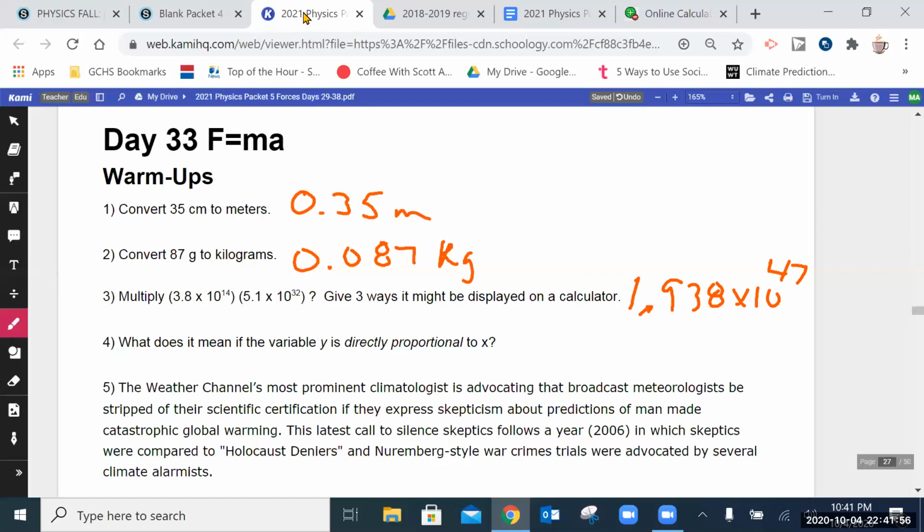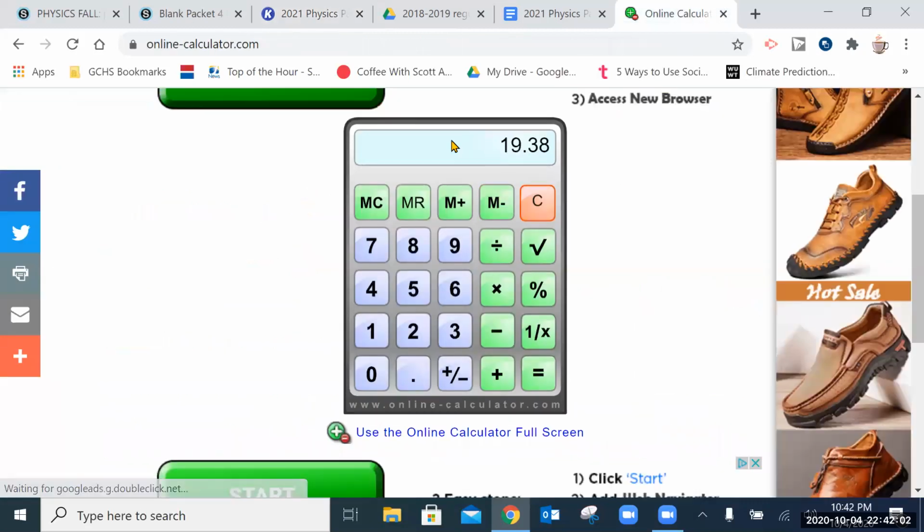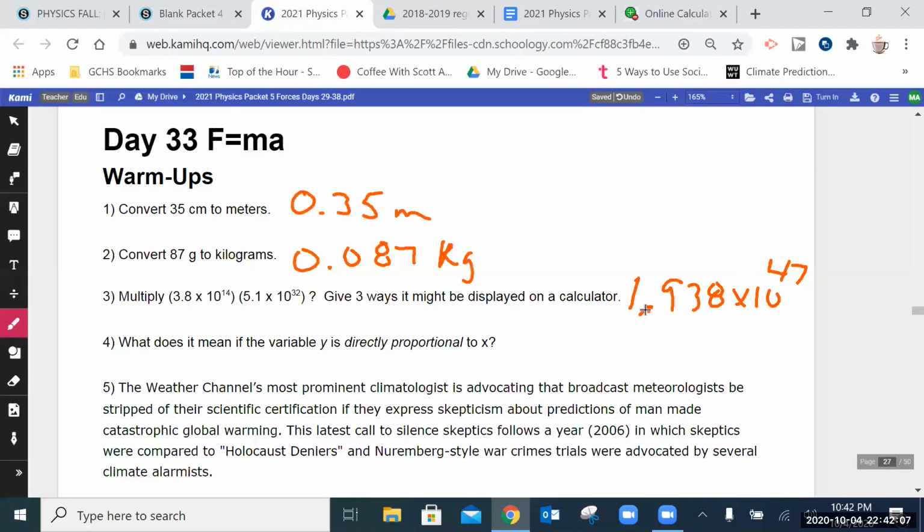That's 1.9. Now this 1.9 isn't exactly what I had on the online calculator. The online calculator said 19.38, but I moved it an extra decimal point so that I end up with a number here between 0 and 10, and I adjusted this accordingly. When you type this into your calculator with the proper scientific notation, you will get this answer right here.